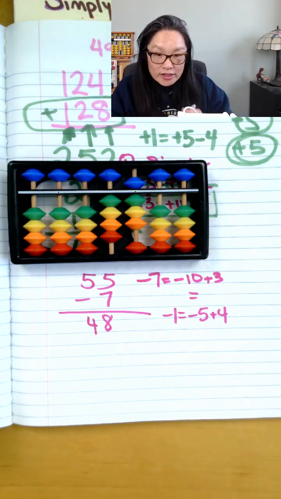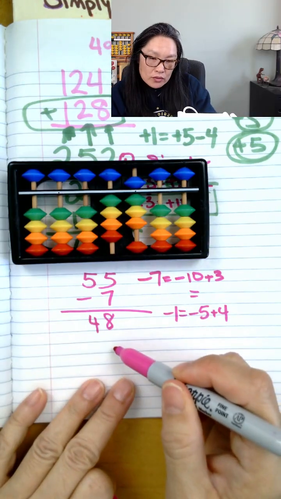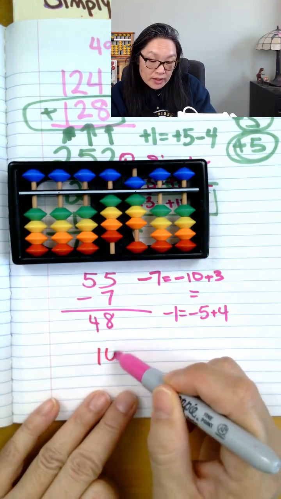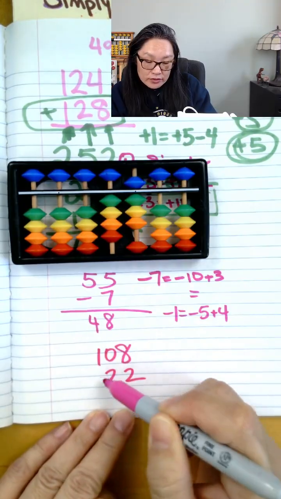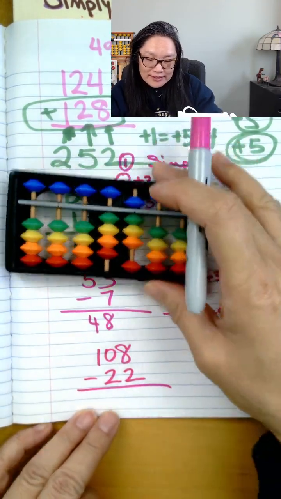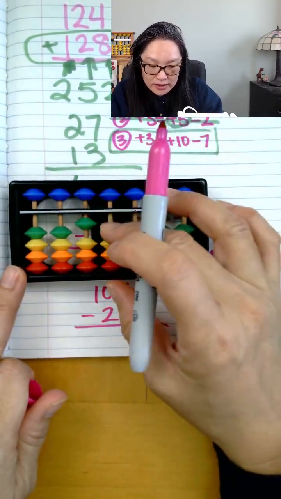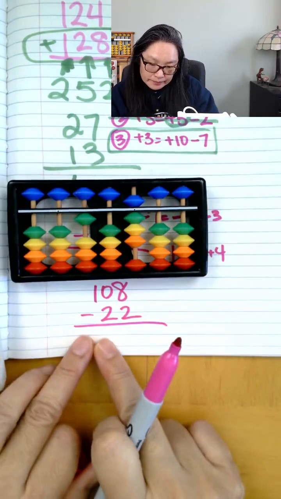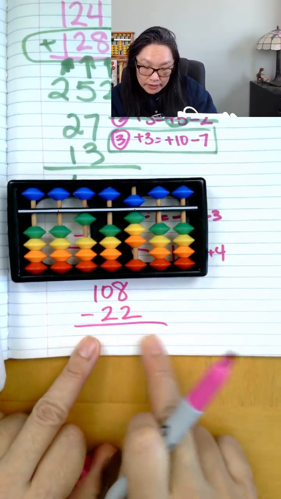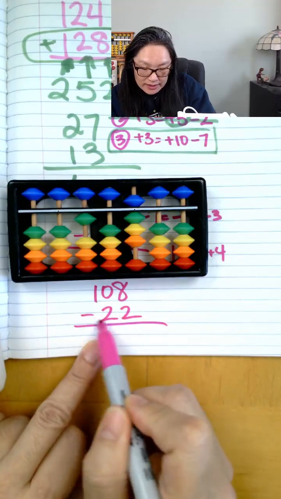Okay, so the question is 108 minus 22. Let's see how that goes. Do I have enough room? So we have 108, right? What are we going to do? Same thing. We take this number first.